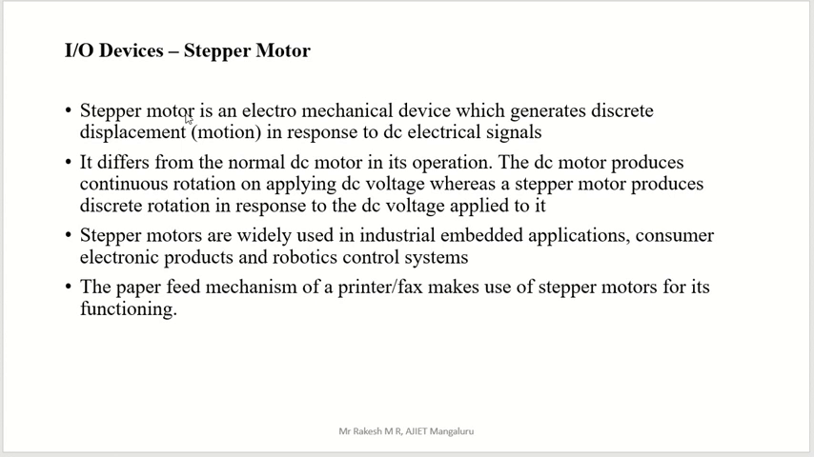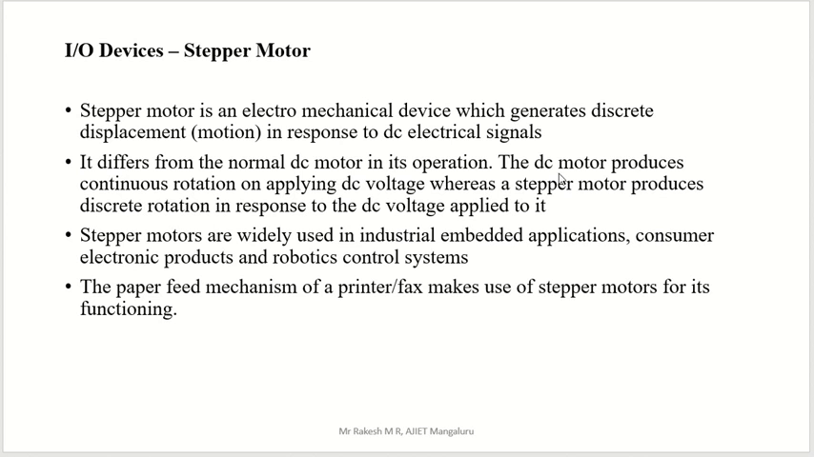Another type is the DC motor. Here this is the stepper motor, and another type is the DC motor. We are going to study both the DC motor and the stepper motor in our lab experiments, practically studying the movement of both. Then what is the difference? A stepper motor differs from a normal DC motor in its operation. A DC motor produces continuous rotation on applying DC voltage, whereas a stepper motor produces discrete rotation in response to DC voltage.